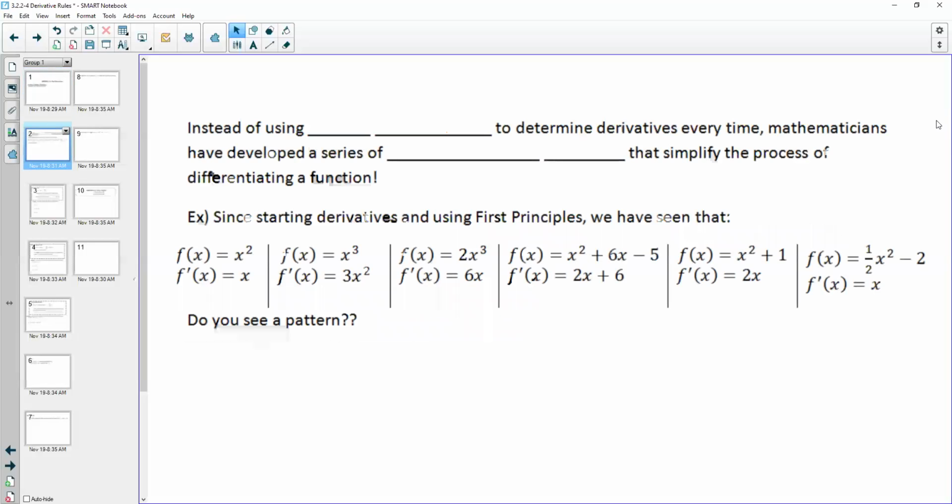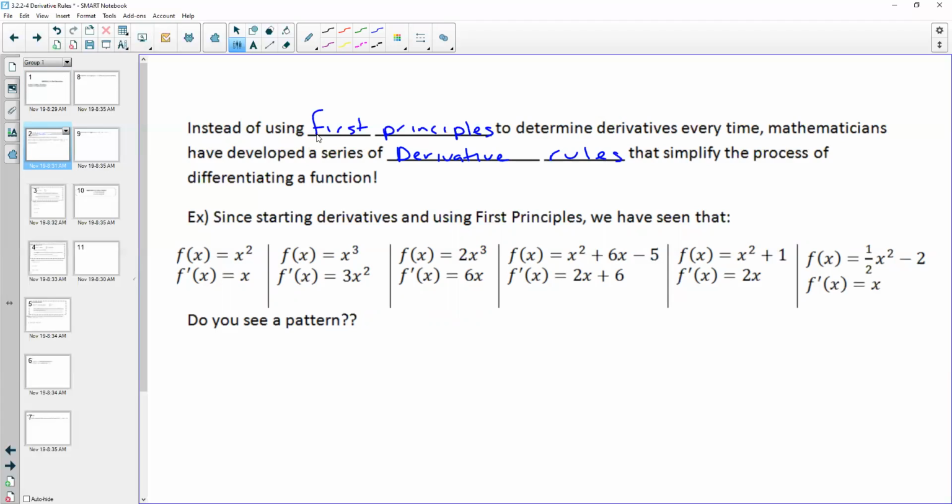Okay, so instead of using first principles to determine our derivatives every time, mathematicians have developed a series of derivative rules that will simplify the process of differentiating a function. Okay, so here we're given 6 functions, and we're also given the derivatives of each function.